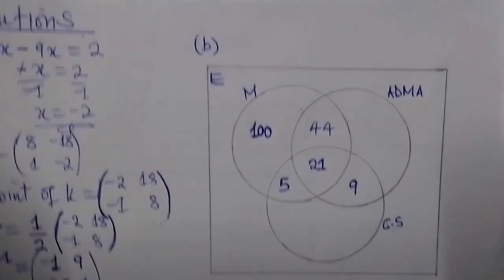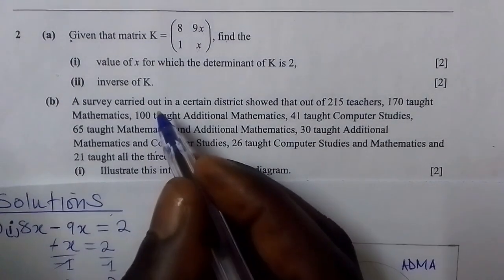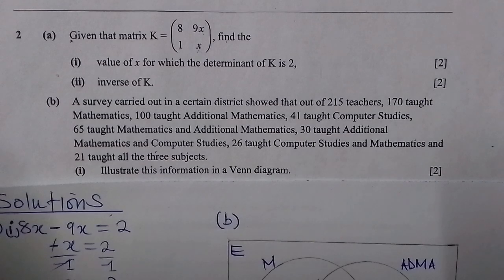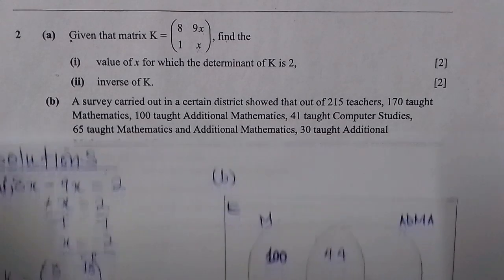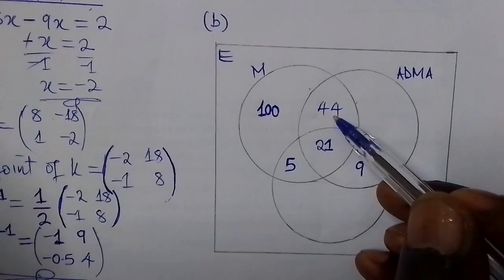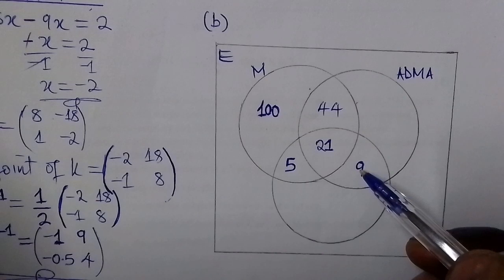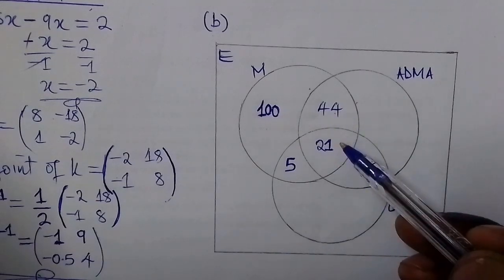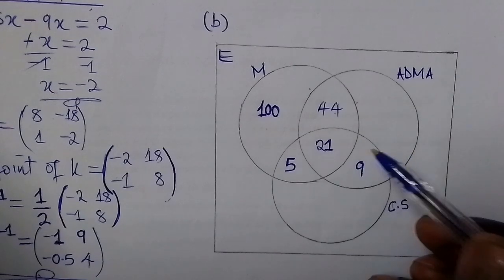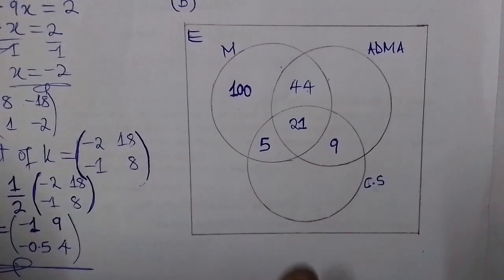Then we go to additional mathematics. So here we have 100 taught additional mathematics. So if 100 taught additional mathematics, what is supposed to be in additional mathematics only? So already in the set for additional mathematics, we have 44, 21, 9. So what do we get when we add 44 plus 21 plus 9? So this gives us 74. So what is 100 take away 74? This gives 26.